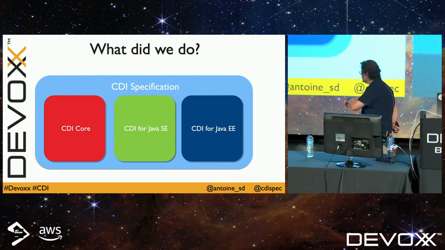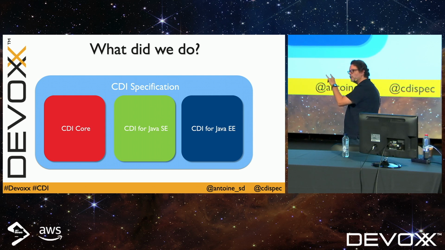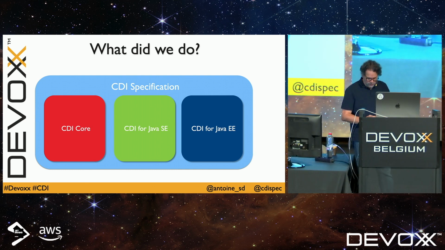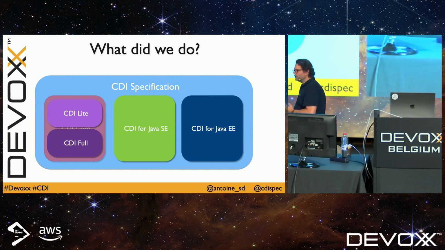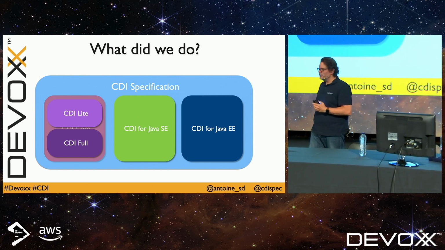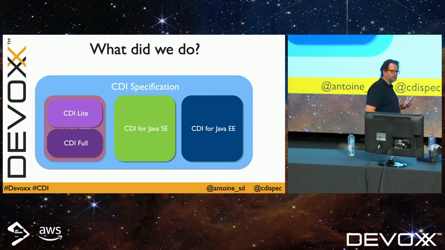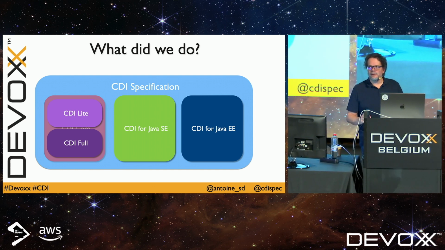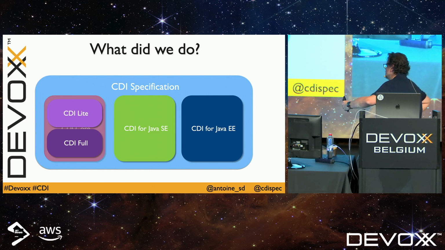So we had the CDI core part in the spec, the CDI for Java SE, and the CDI for Java EE. This split was done during the CDI 2.0 specification. And we agreed on doing this incredible feature. So we split CDI core in 2 parts, CDI Lite and CDI Full. When you see this slide, you see, okay, it's obvious. But there were a lot of discussions around this feature. For a long time, it was even thought of as a new Jakarta EE specification. So CDI Lite may have been a new specification from outside CDI.